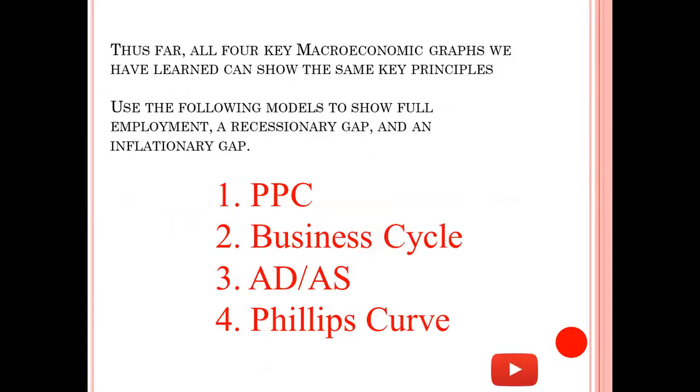All right, so looking at this, we've already looked at these 4 graphs: production possibilities curve, business cycle, aggregate demand, aggregate supply, and Phillips curve. You need to know all of these and how they tie together and how you can show the economy in full employment, a recessionary gap, and an inflationary gap. All right, so hopefully this helped you guys. Hopefully this quick review, I know I went really fast, helped you understand Unit 3 a little bit better.